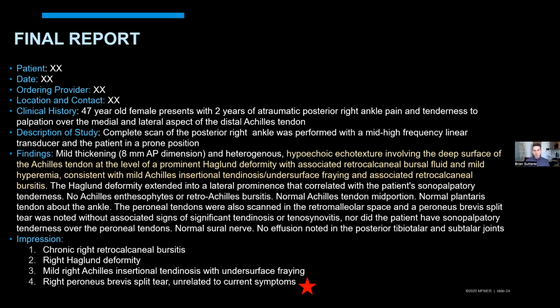So in this case, this patient was somebody that we were clinically treating as well. And so we knew the clinical context well enough to say that this peroneus brevis split tear did not seem to be related to her current symptoms.